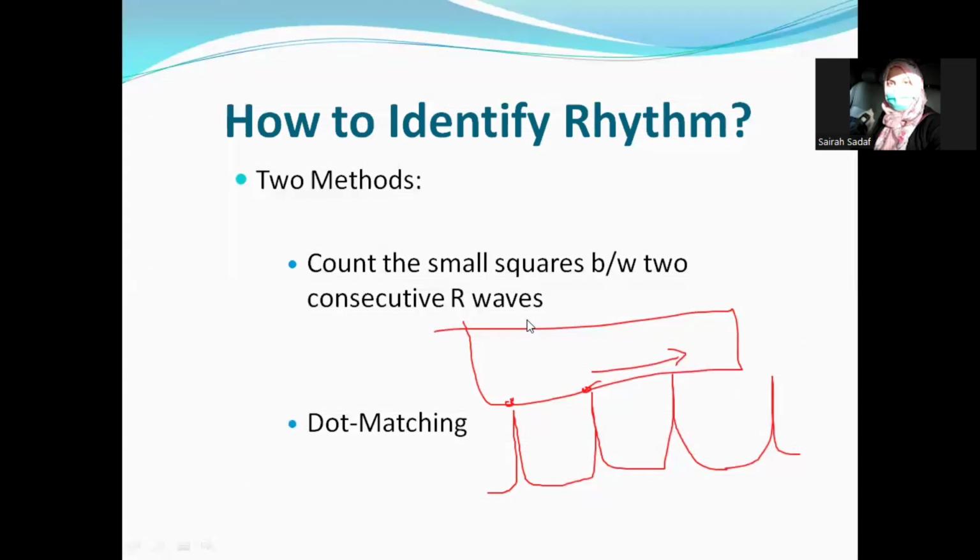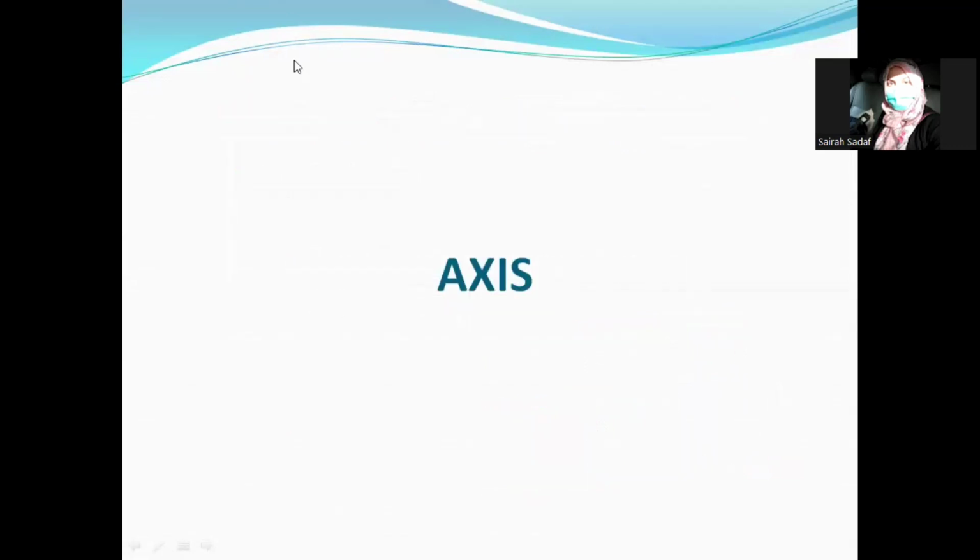And the second one is you just have to calculate the number of small squares between the two R waves. If the number of small squares are the same between every two R waves, it means that the rhythm is regular. This is my favorite one. And let's do it.